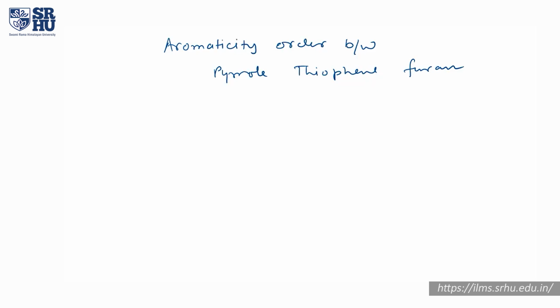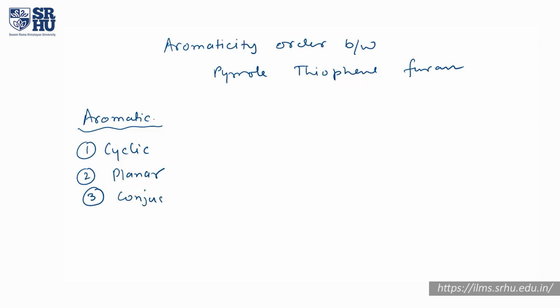Now you know that for a compound to become aromatic, the following conditions must be satisfied. Number 1, the compound should be cyclic. Number 2, it should be planar. Number 3, it must be conjugated. And number 4, it must contain 4n plus 2 pi electrons, where n is an integer. Any molecule that does not follow any of the 4 points will not be an aromatic compound.